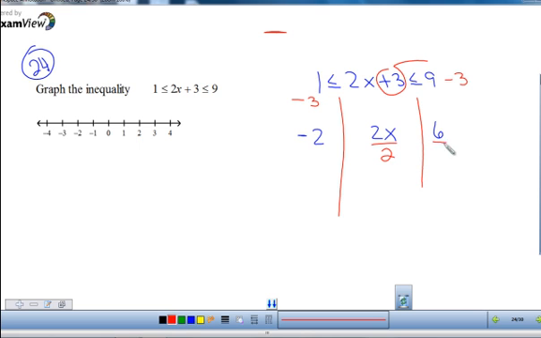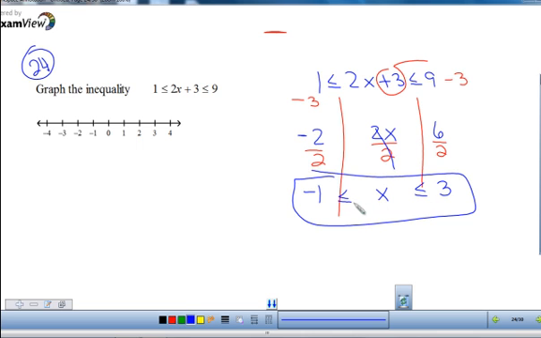So then you're going to divide 2 on both sides. Negative 2 divided by 2 is negative 1. 6 divided by 2 is 3. There's x. And then bring down your inequality. So notice they're both less than or equal to. So it's going to be a solid line, circle on both. So negative 1, I'm going to have a solid circle. On 3, I'm going to have a solid circle. And because it's an and, I'm going to shade the numbers in between. So I want x to be greater than negative 3 and at the same time less than or equal to 3.